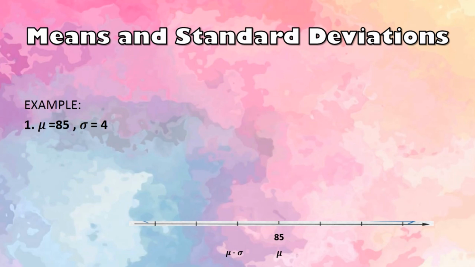So, let's substitute the given values where the mean is 85 and the standard deviation is equal to 4. So, 85 minus 4 is equal to 81. Therefore, the value less than 85 is 81. In order to get the values less than 81, just continue the process.